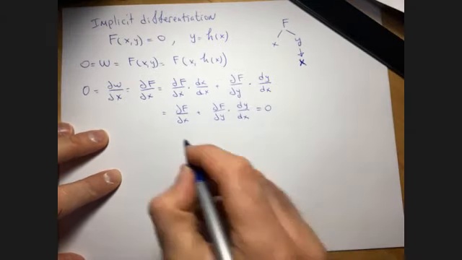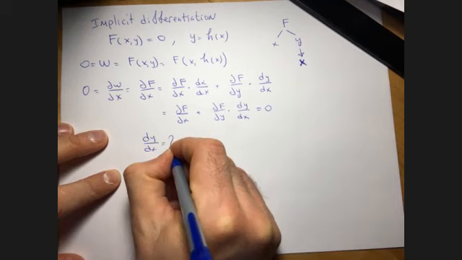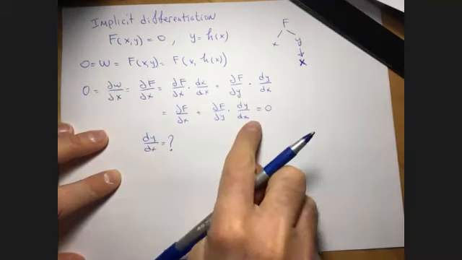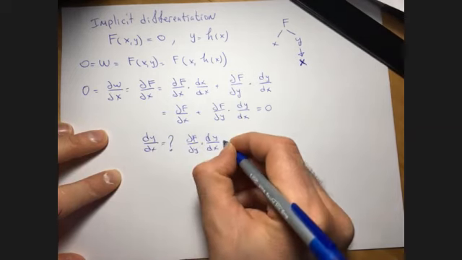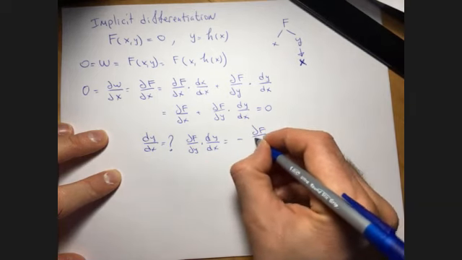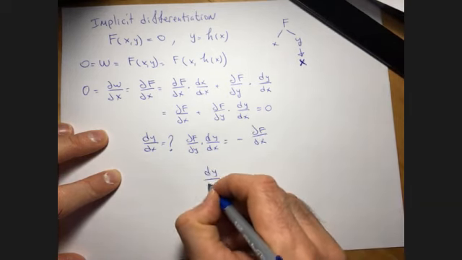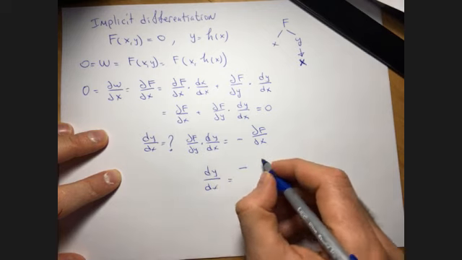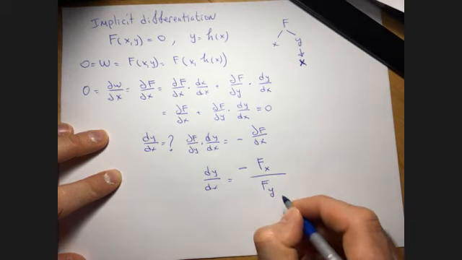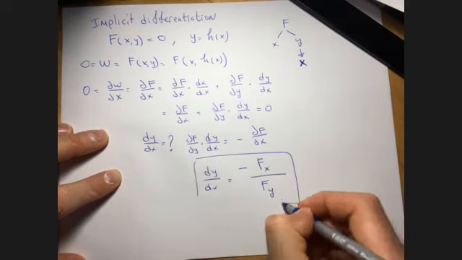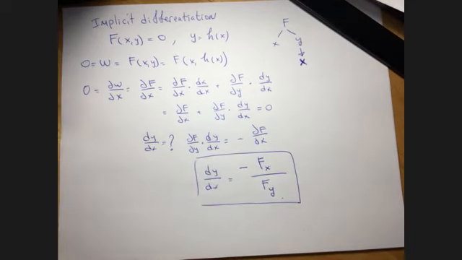Okay? In that case, how much is dy dx? Well, let's just express dy dx from here. Negative partial f partial x. So dy dx is equal to negative partial f partial x over partial f partial y. Implicit differentiation in two variables. Any questions?